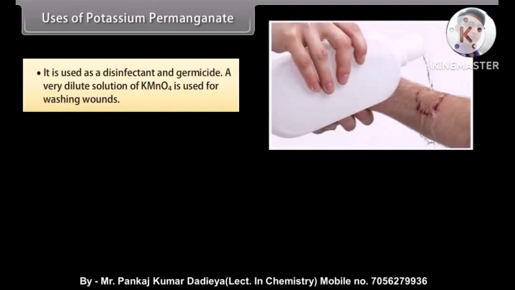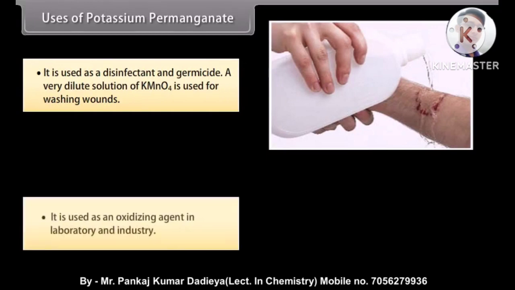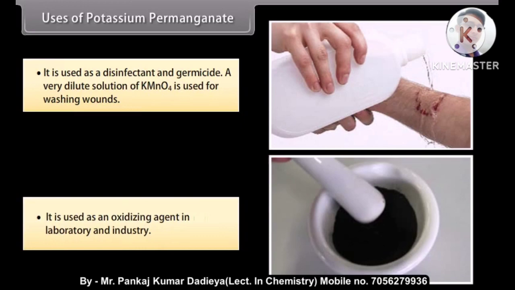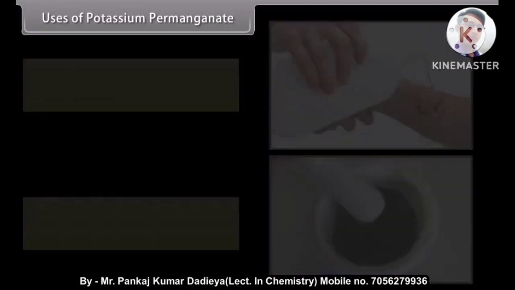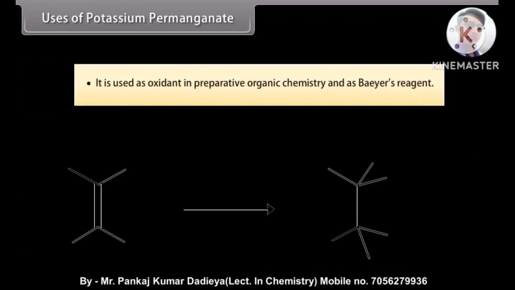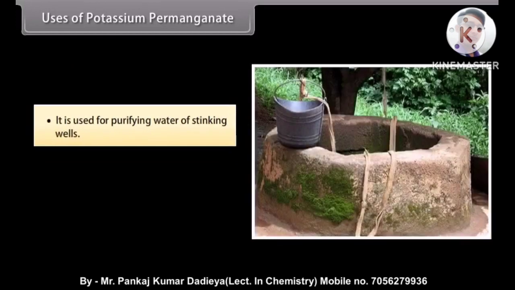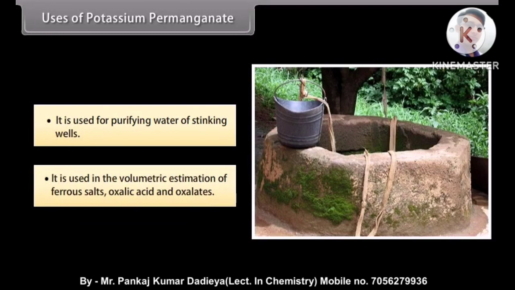It is used as a disinfectant and germicide. A very dilute solution of KMnO4 is used for washing wounds. It is used as an oxidizing agent in laboratory and industry. It is used as oxidant in preparative organic chemistry and as Baeyer's reagent. It is used for purifying water of stinking wells. It is used in the volumetric estimation of ferrous salts, oxalic acid, and oxalates.